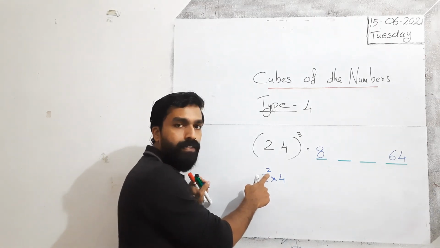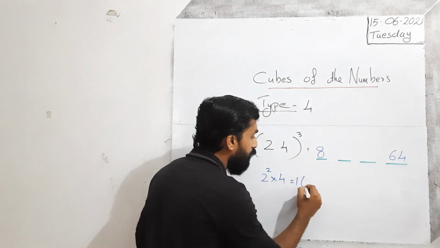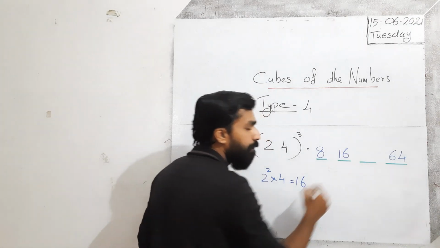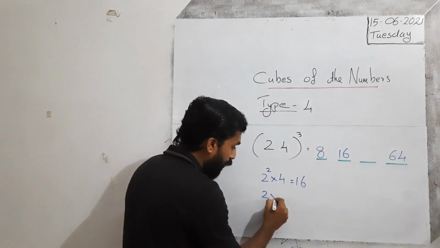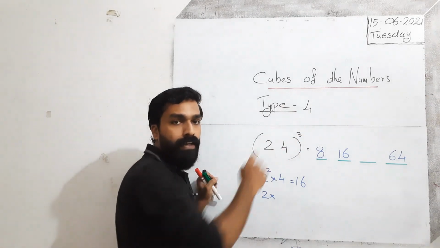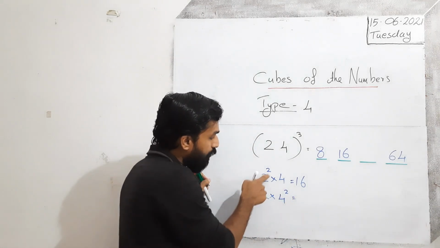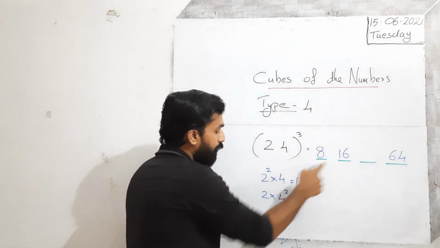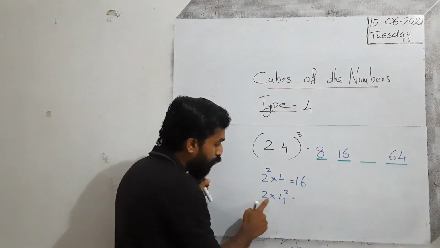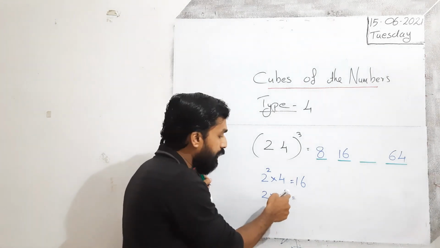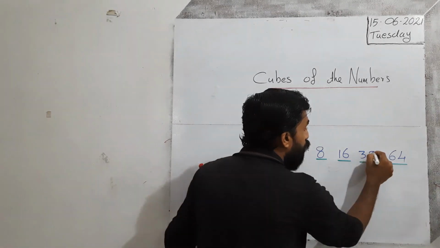What is 2 square? 2 square is equal to 4, 4 into 4 is equal to 16, that you write here, 16. Next, first digit into the square of the second digit, that means 4 square. First digit into second digit square, that you have to write here. So 2 into 4 square, 4 square is 16, 16 into 2 is equal to 32. So 32 you can write here.